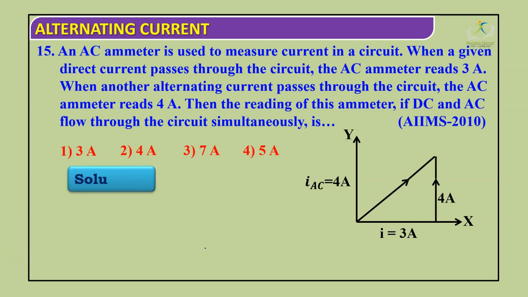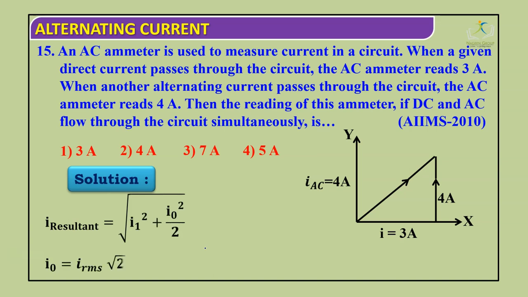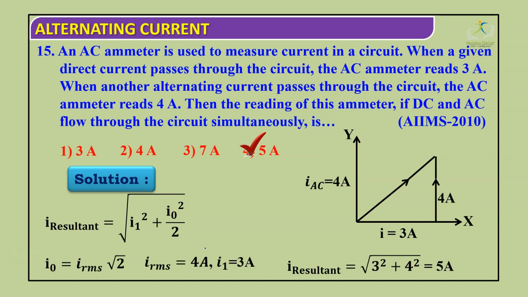So the correct answer for this question is I resultant equals √(I1² + I0²/2). Hence I0 is equal to I_RMS root 2. So I_RMS is 4 ampere, and I1 is equal to 3 ampere. According to that, we can say that I resultant is equal to under root 3 square plus 4 square, that becomes 5 ampere. According to that, the correct option for this question is the fourth one.